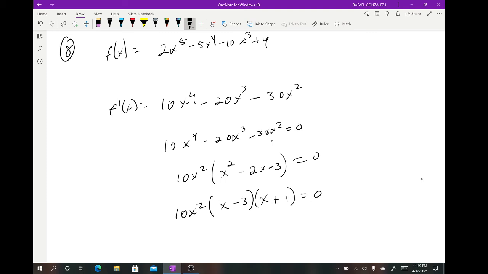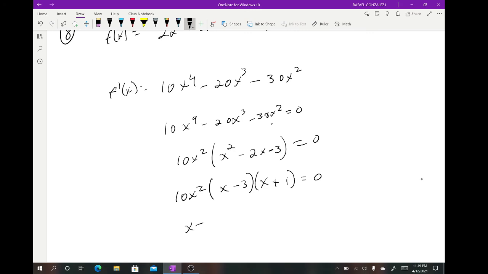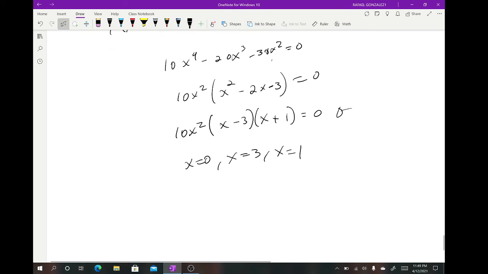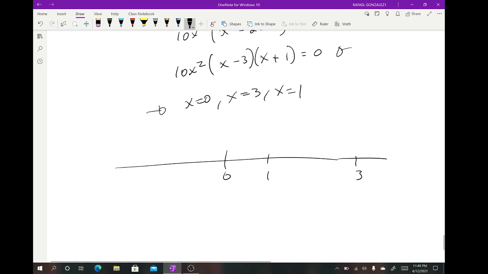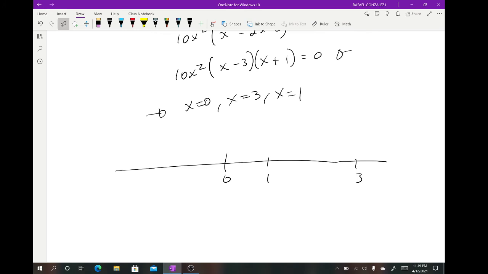So now, by the principle of zero products, we have that when x equals 0, x equals 3, and x equals negative 1, this is true. So these are our critical values. Okay, so we have 0 as a critical value, negative 1 as a critical value, and 3 as a critical value. So now all we need is test points, and then we can use the first derivative test to find out what the maximum and minimum are.